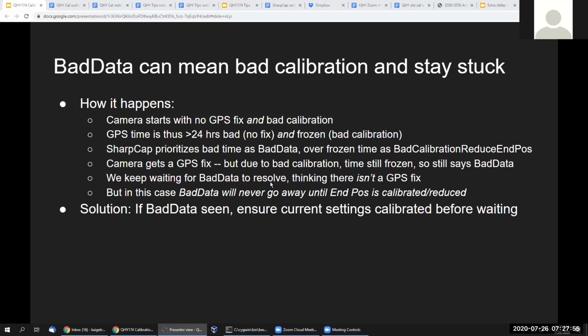So what's my solution? If you see bad data, make sure the current settings are calibrated before you sit there and wait, because it might not be lack of fix. It may already have a fix, but it's a bad calibration being hidden by this issue.